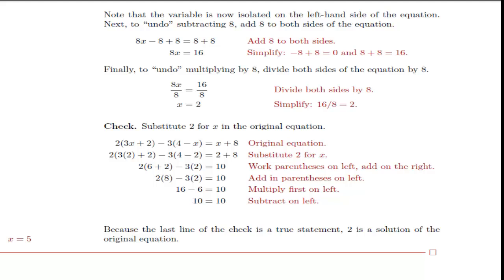Then 2 times 8 is 16, and 3 times 2 is 6. Then 16 minus 6 is 10. On the right-hand side, 2 plus 8 is 10. Since both sides are equal, a true statement, 2 is the solution of the original equation.